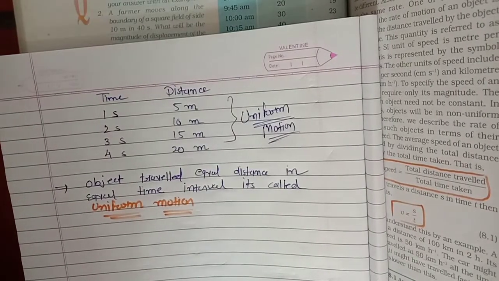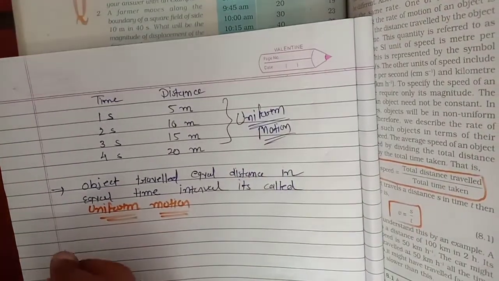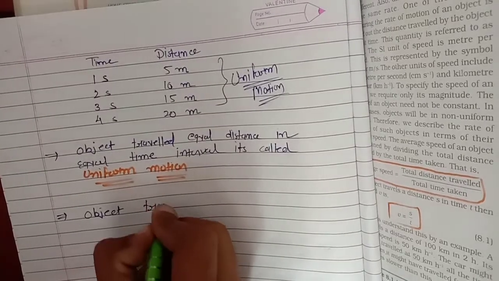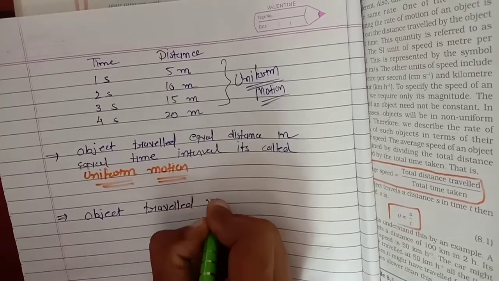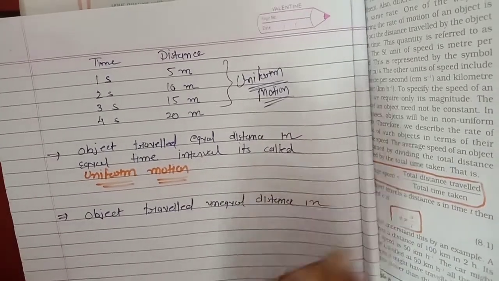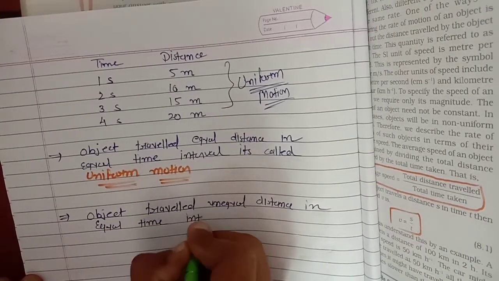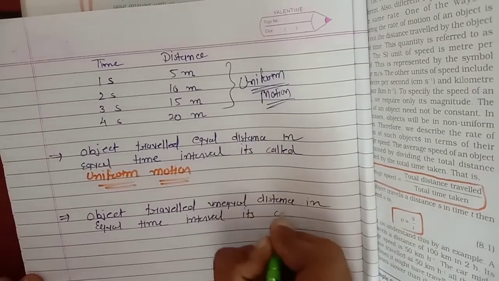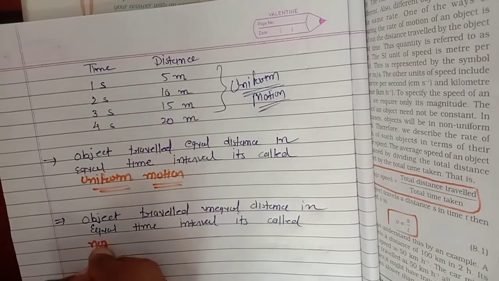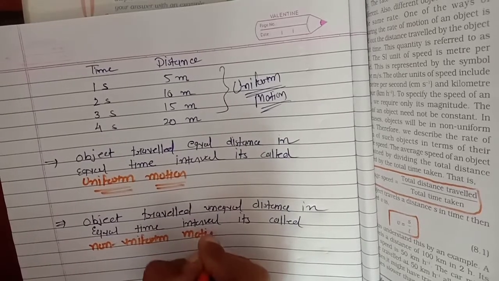And when the object travels unequal distance in equal time interval, it's called non-uniform motion.